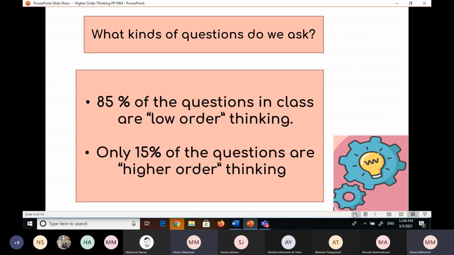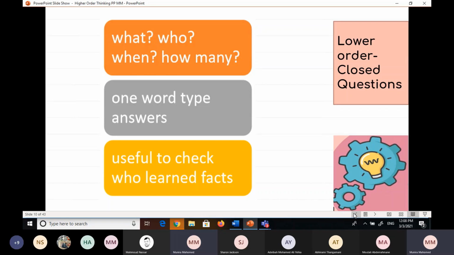What kinds of questions do we ask in class? 85% of these questions in class are low order thinking. These are stats that were taken. Only 15% of the questions are higher order thinking. Well, that's what we are doing at the moment, and many of us are guilty of that, but unfortunately, this is what is happening.